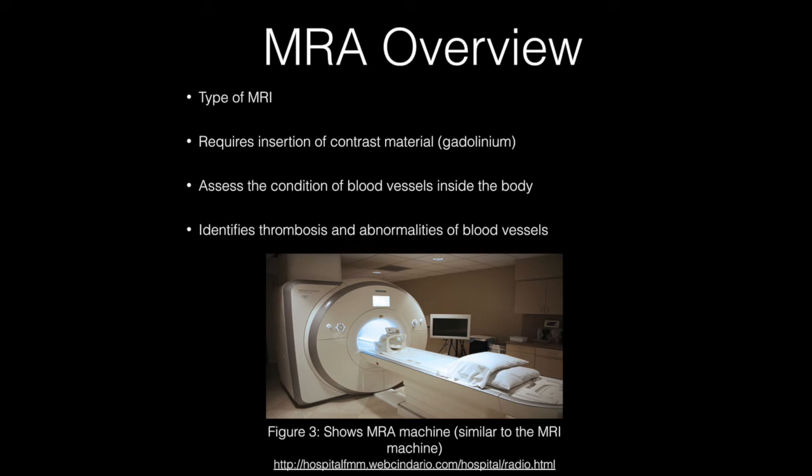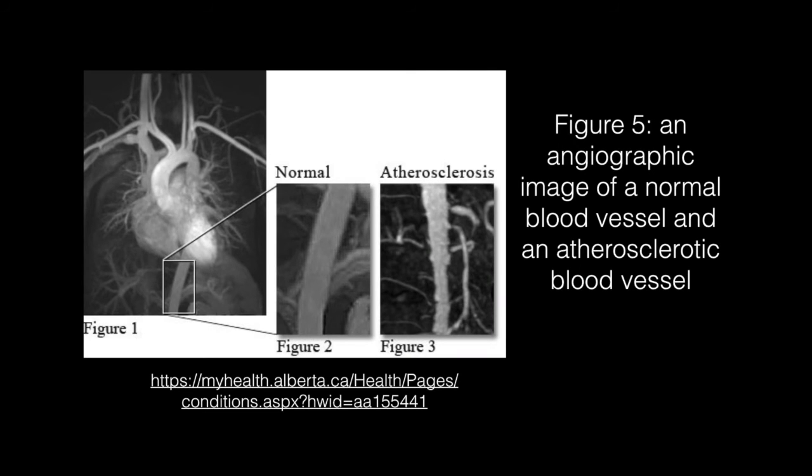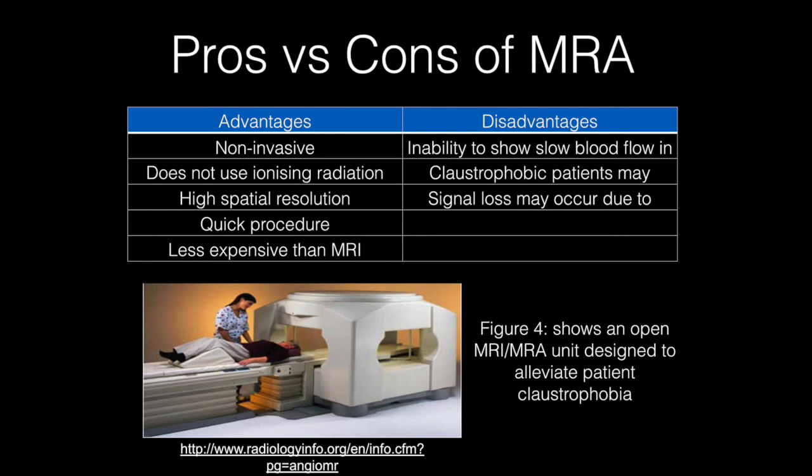Magnetic resonance angiography, or MRA, is a type of MRI that requires the insertion of a contrast material called gadolinium to be able to see the condition clearer. The importance of using this instrument is to evaluate the condition of blood vessels inside the body. For example, it will help in the identification of thrombosis, the clotting of a blood vessel, or abnormalities. This imaging modality has its unique positive features that make it used more than MRI for some diagnoses. Besides its use of non-ionizing radiation and non-invasive procedure, the advantages of using this modality over MRI include its high spatial resolution, quick procedure, and most importantly the fact that it is less expensive than MRI.